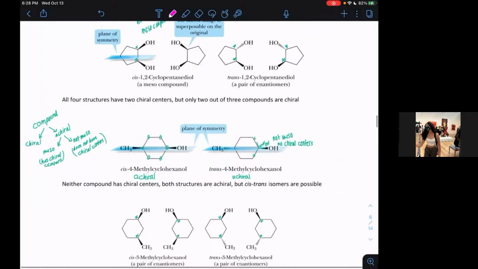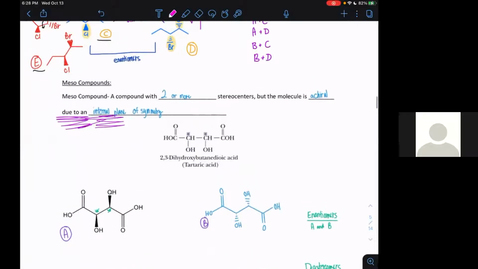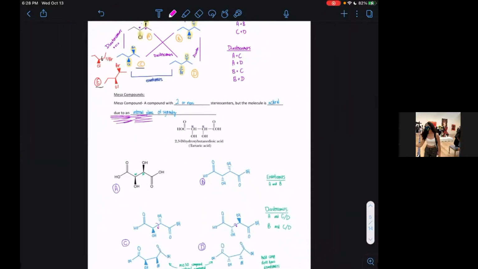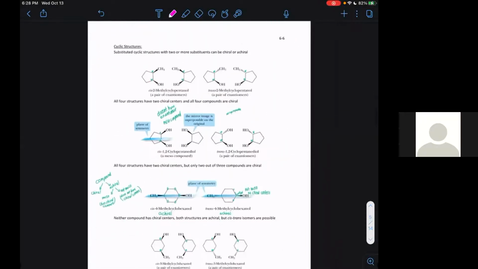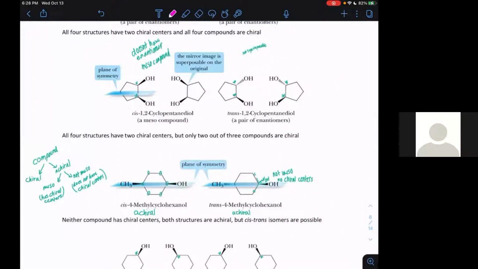I have this bit. So it's saying it has a chiral center, but it's not chiral because it's symmetrical if you were to fold it in half. If any way you could fold it in half and it's symmetrical, then it has an internal plane of symmetry. So meso compounds just have no enantiomers. That's really all that means. So it has a chiral center, but it's achiral because it's symmetrical if you were to fold it in half. And so it would have no enantiomers.